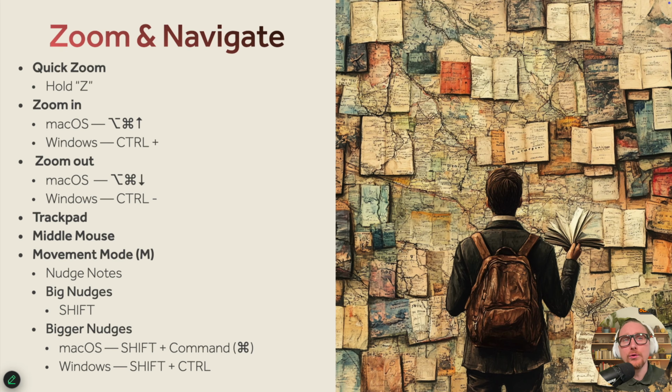Now you can also zoom in using keyboard shortcuts. Of course, we have some options there. Option Command up arrow key, that's the arrow key pointing up, and Control plus on PC. So a little bit easier for PC users there. You just Control plus and you're zooming right in, and it's Option Command down for Mac or Control minus on PC. Okay, that's zooming in and zooming out.